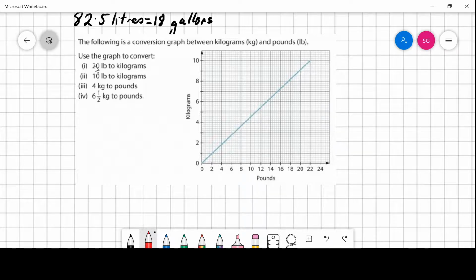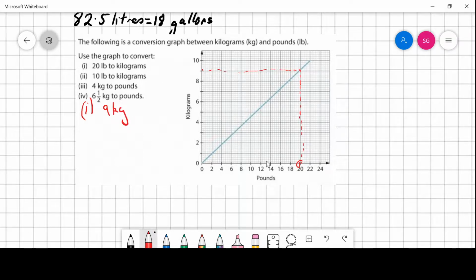So, 20 pounds to kilograms. So we start from pounds, we start from 20, we go up, up, up, up, up, up, up. Up, up, up, up, up, up. And then we go across. We get, okay, part 1. Yeah, I'm just going to say 9 kg.